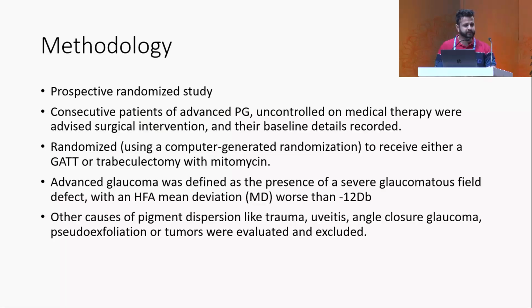So this was a prospective randomized study conducted at AIMS RP Center. Consecutive patients of advanced pigmentary glaucoma who were uncontrolled on medical therapy and warranted a surgical intervention were recruited for this study. The patients were randomized using a computer-generated table into either of the two groups to receive either a GAT or a trabeculectomy with 0.02% mitomycin.